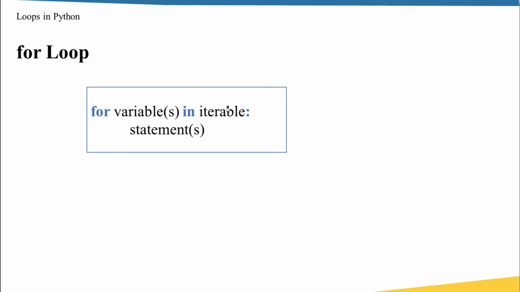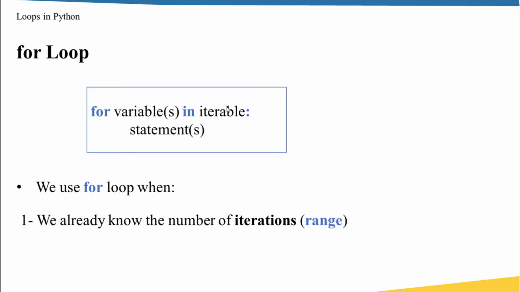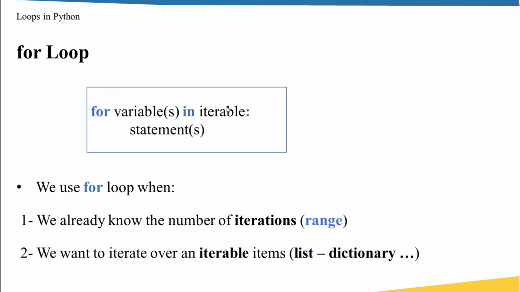Now, I am sure that the question that rises in your mind right now is when I have to use for loop. We use for loop when I already know the number of iterations that I want to repeat the statements. And in this case, we will use for loop with range function. Or when we want to iterate over iterable items like list or dictionary. So I want to scan all of these items and process these items in some way. So I will use for loop when I know the number of iterations or when I want to iterate over iterable items.